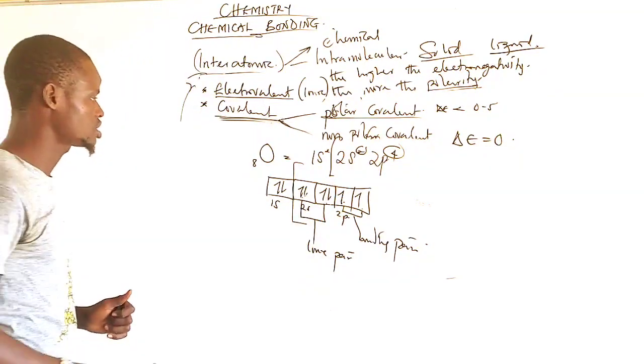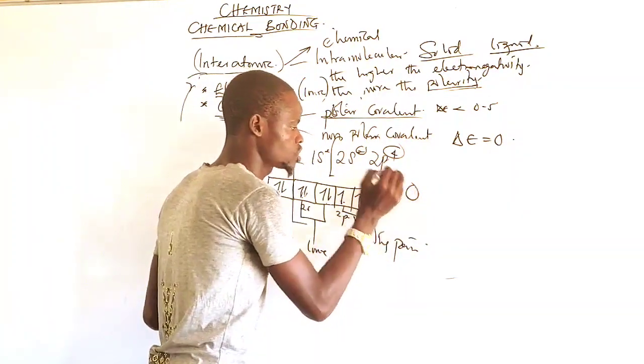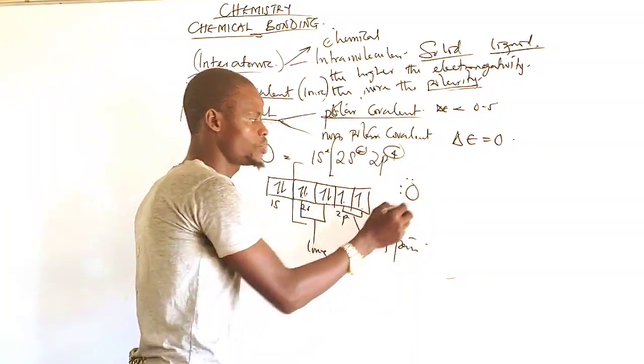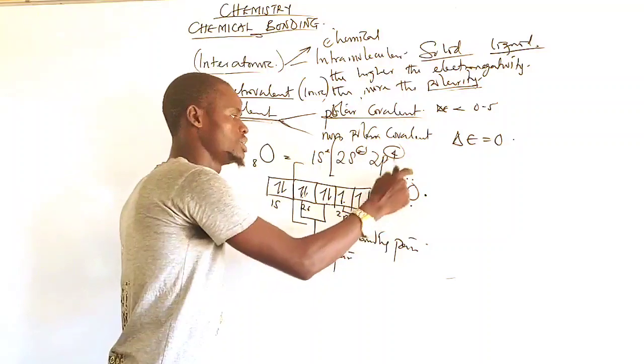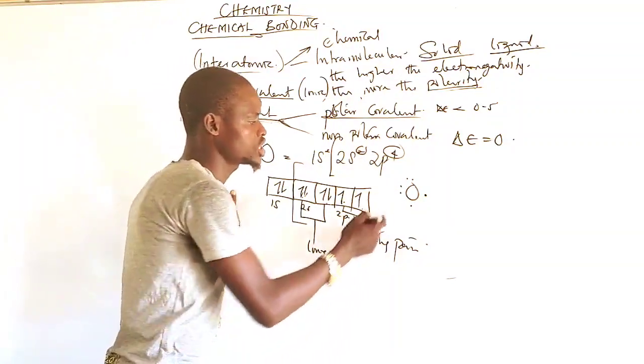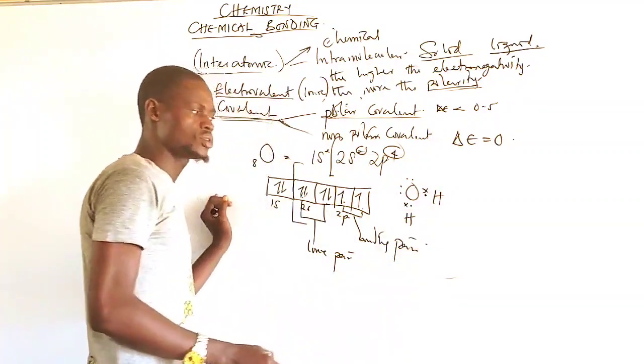How do we write that for oxygen using Lewis structure? I should have it like this: 1, 2, 1, 2 as lone pairs, then 1, 1. So these 2 are the bonding pair, and these 2 are the lone pair. So oxygen can react with hydrogen with this, all together.